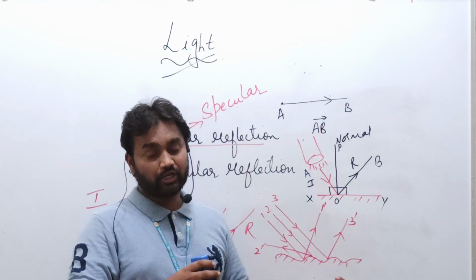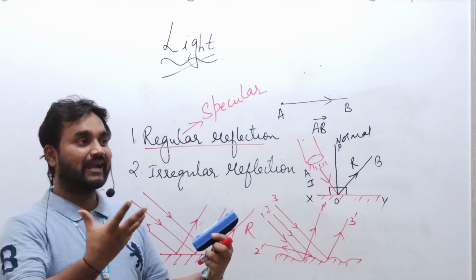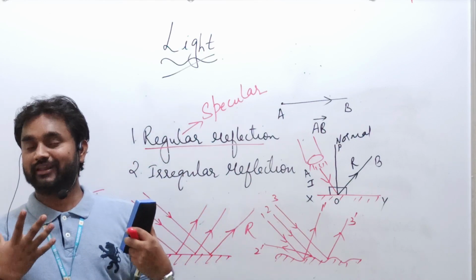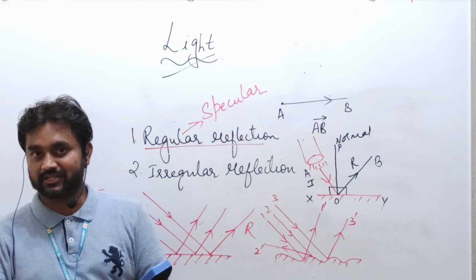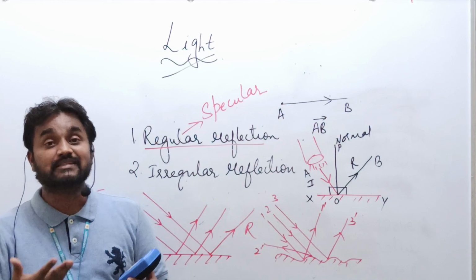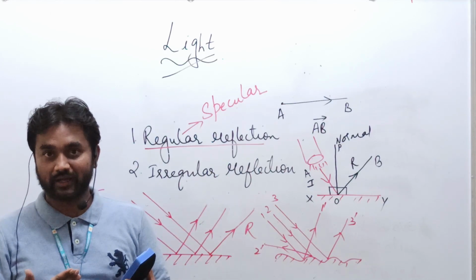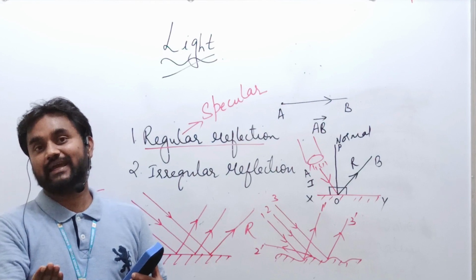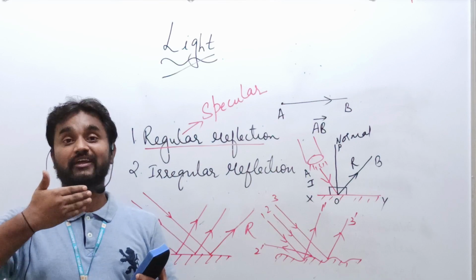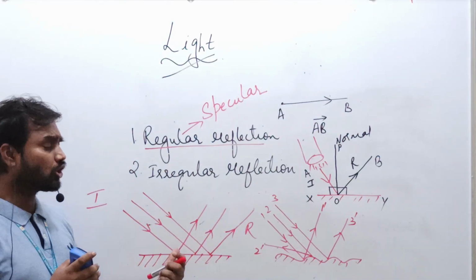To quote an example, suppose you go and stand in front of a mirror and light is incident on the mirror, you can see your reflection, your image. Why are you able to see your image? It's because the surface is smooth and shiny. Whenever light is incident onto the surface of that mirror, it reflects back in the same pattern, as we have seen in regular reflection. It is not only with the mirror.